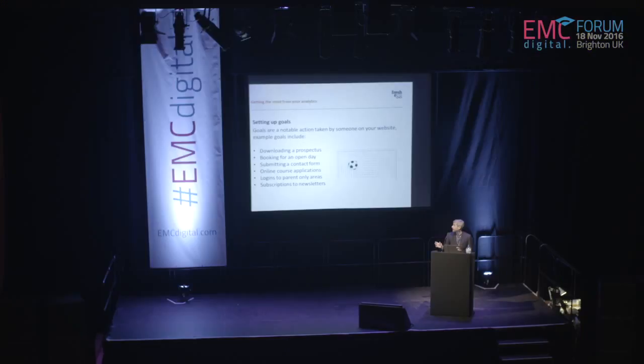We spoke about goals before, and goals are simply a notable action taken by someone on your website. Example goals for education websites are things like downloading a prospectus, booking for an open day, submitting a contact form, online course applications, particularly in the case of universities or FE sites, login to parent or student-only areas. If you've got a login area on your website, you might want to track whether people are actually using it. And things like subscriptions to your school newsletter as well. All of these goals can be tracked with a bit of code in your analytics, and it can show you what people are actually doing when they're on your website.